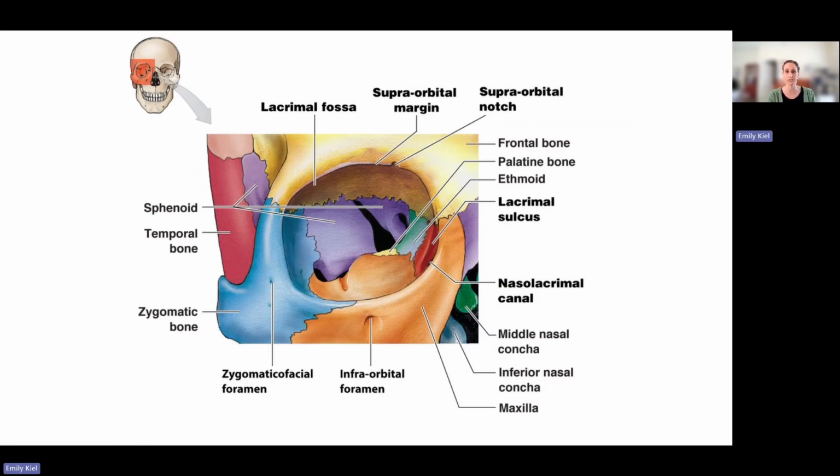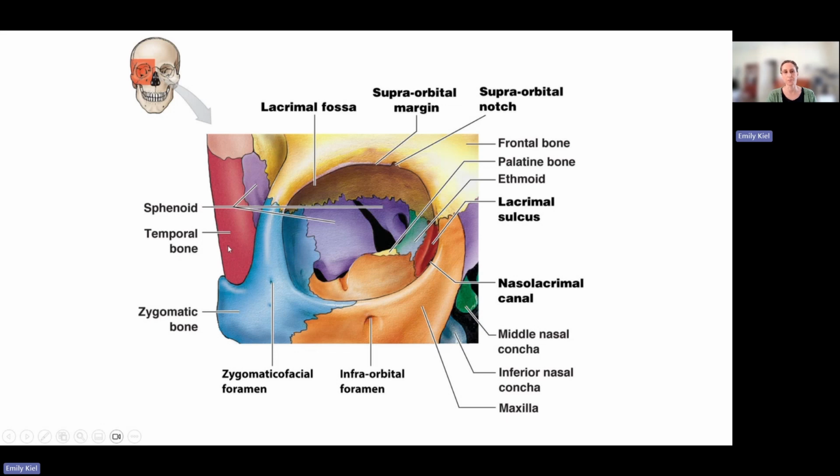This is the orbit. You want to know the bones of the orbit. Super important. Here we have the sphenoid bone. If we notice, this is the zygomatic bone, so we know that is lateral. So this is medial. We have the zygomatic bone. We've got our maxilla. We've got our lacrimal bone here. We have the ethmoid bone. We've got a little bit of the palatine bone sneaking up right here. And here is our temporal bone.